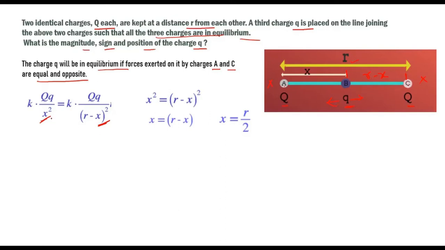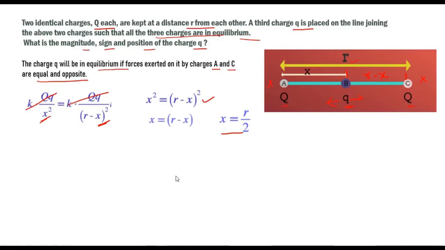So these are the two forces present on a small q charge, one because of the charge at A, and the other because of the charge at C. On cancelling the like terms and solving, we will get the position of small q at r by 2. That is, the small q must be placed at the center of the line joining the two charges.